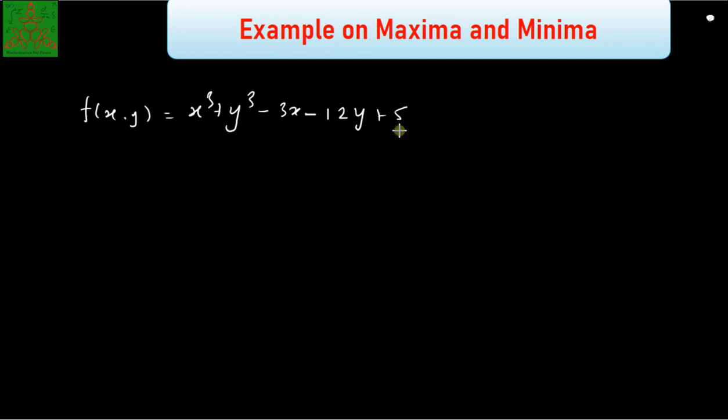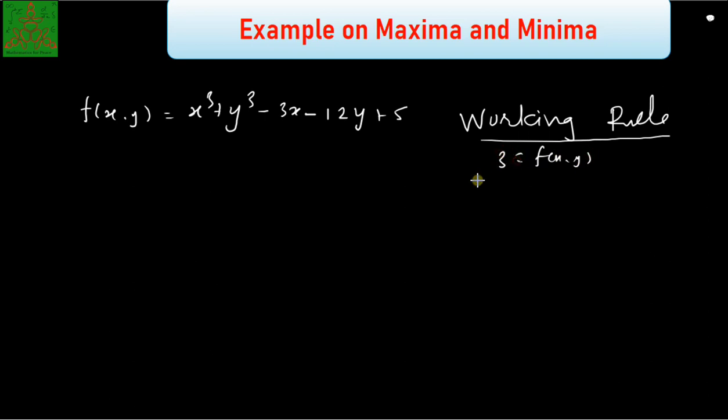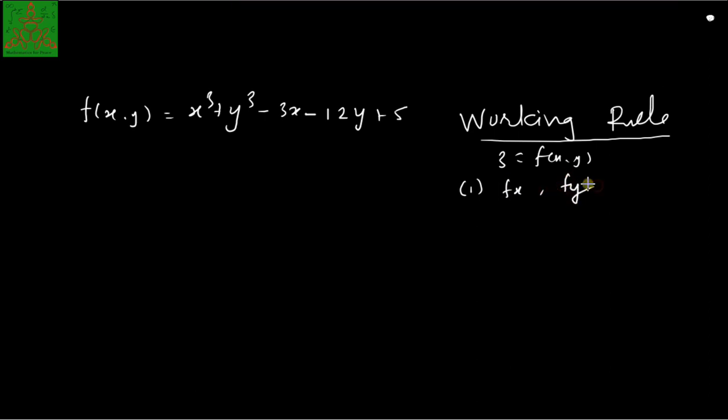Now, what are the working rules for calculating this extremum value? Let us recall them. Whenever the function f(x,y) is given and you have to calculate its maximum or minimum value, the first step is to calculate fx and fy, the partial derivatives of the function. The second step is to calculate the critical points. The critical points are those points where fx and fy are 0. Let's say the critical point is (x0, y0).